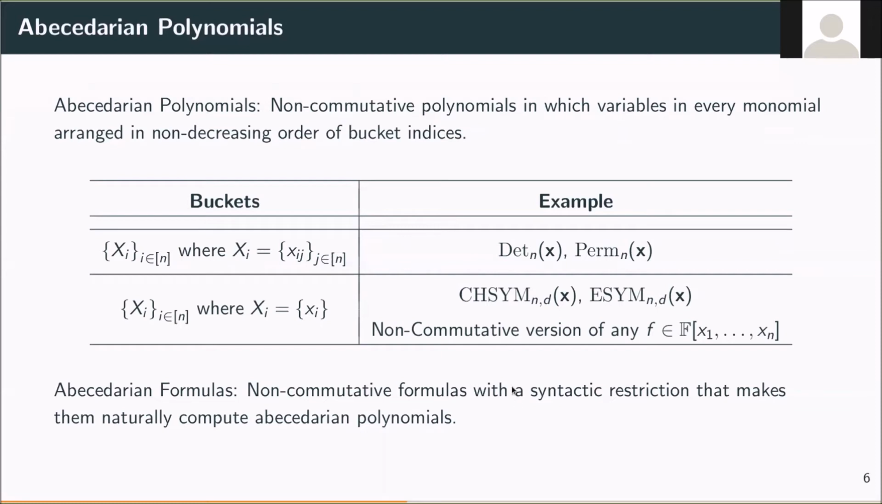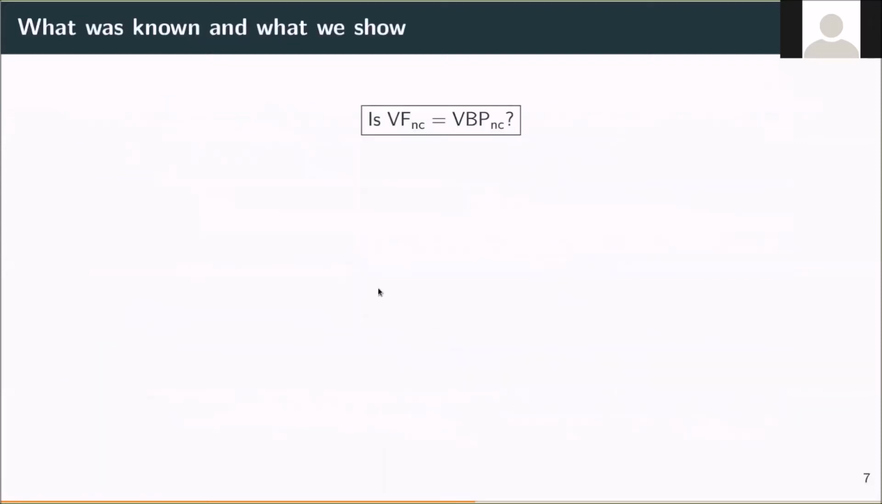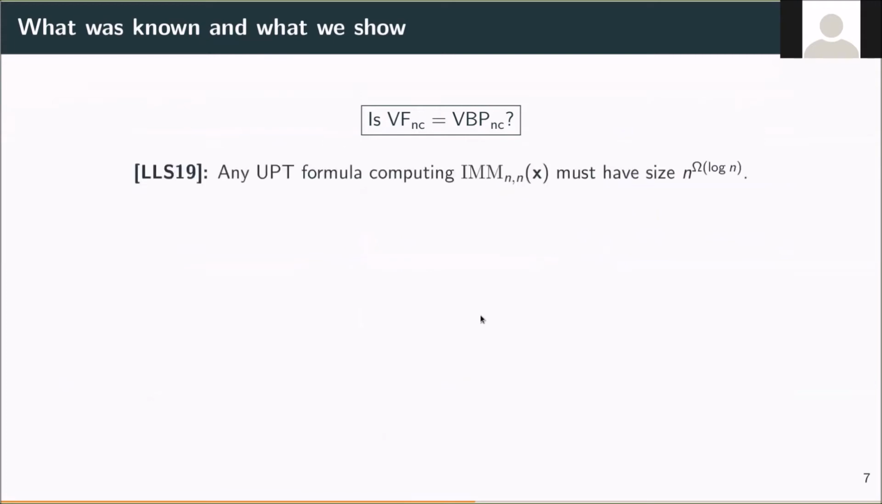Okay. So what was the question we were trying to answer? We were trying to see if VF and VBP are the same or not in the non-commutative setting. The only paper I know which had made some progress towards its resolution before this is the one by Lagarde, Limaye and Srinivasan. They had shown that any UPT formula computing the iterated matrix multiplication polynomial must have size at least n to the omega log n. I will not go into the definition of UPT formula since the restriction is of a very different kind than what we studied. So what we show is the following.